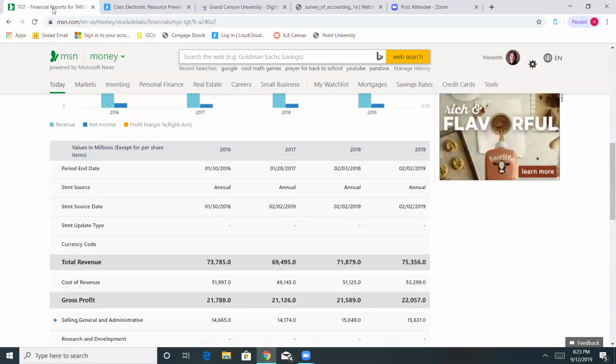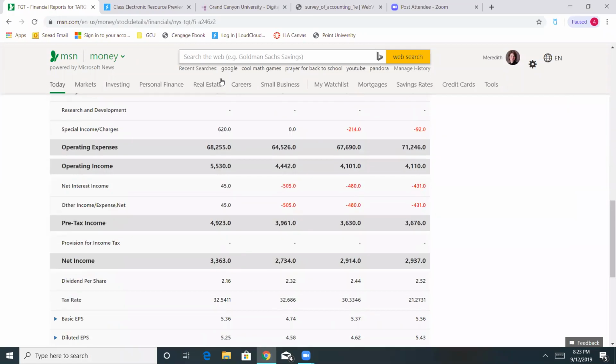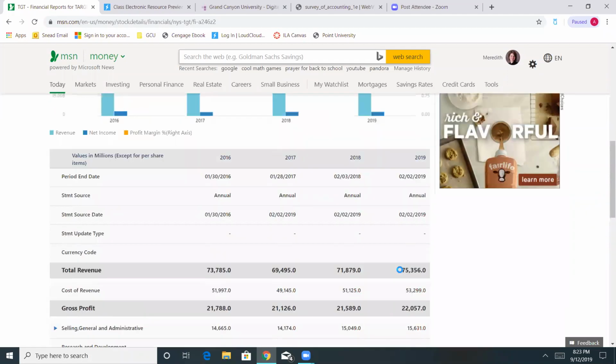Scroll down, and we need net income, which is here, 2937, and net sales. Oops, it's going to be up here at the top. Total revenue is going to be the number we're going to use there. Actually, for net sales, you could use, no, we're going to use the 75. This is cost of goods sold. They call it cost of revenue. We're going to use the total revenue there, the 75.